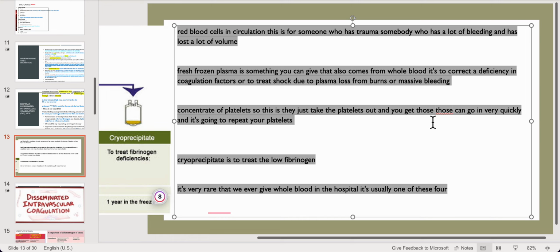Concentrate of platelets. They just take the platelets out and those can go in very quickly and it's going to replace your platelets. Cryoprecipitate is to treat the low fibrinogen. It's very rare that we ever give whole blood in the hospital. It's usually one of these 4.